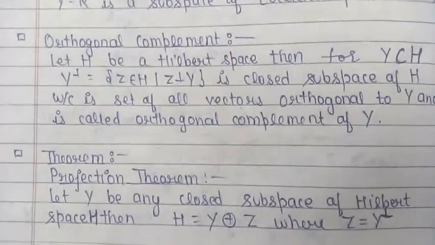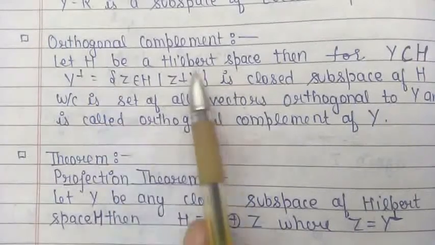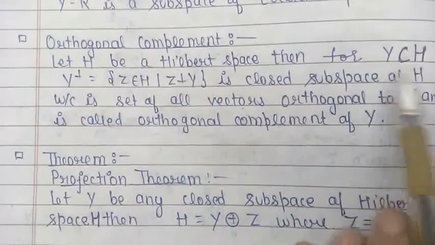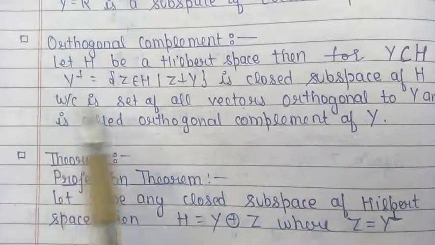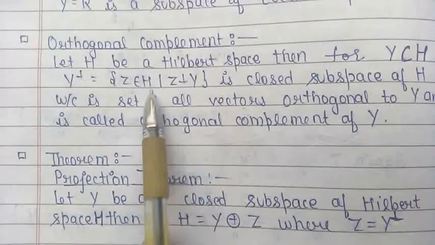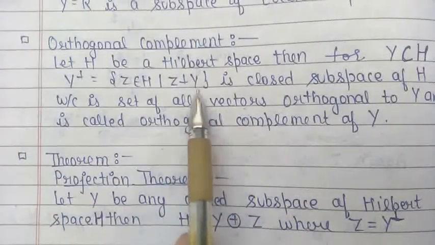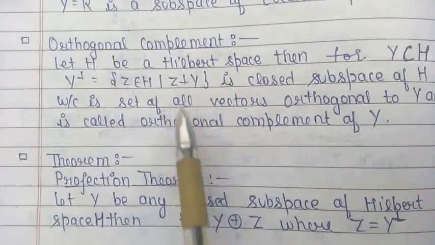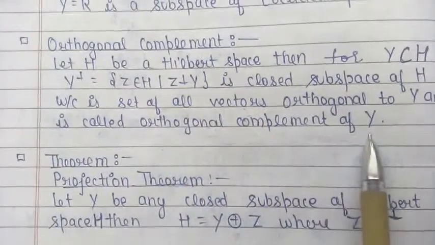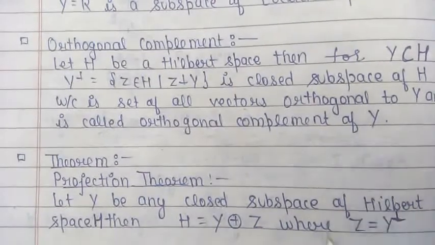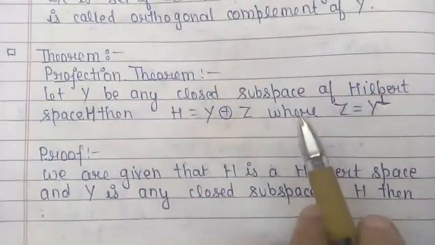What is the orthogonal complement? Let us take a Hilbert space H, and Y is a subspace of H. Then the orthogonal complement of Y is the set of all those vectors of H which are orthogonal to Y. So all those Z which are orthogonal to Y form the orthogonal complement of the subspace Y of the Hilbert space H. Next is an important theorem, which is the projection theorem.